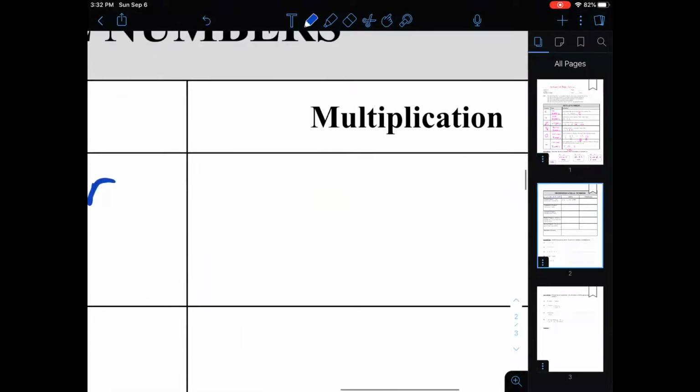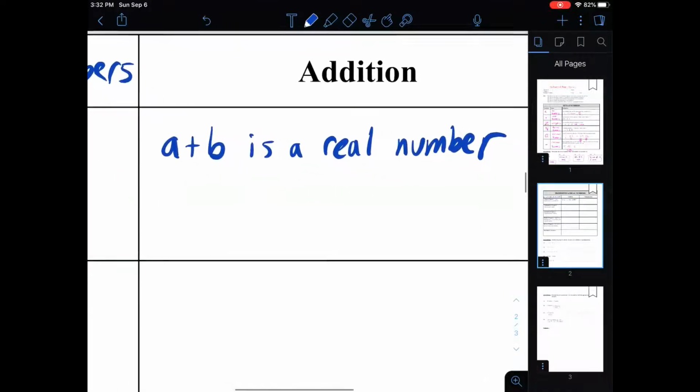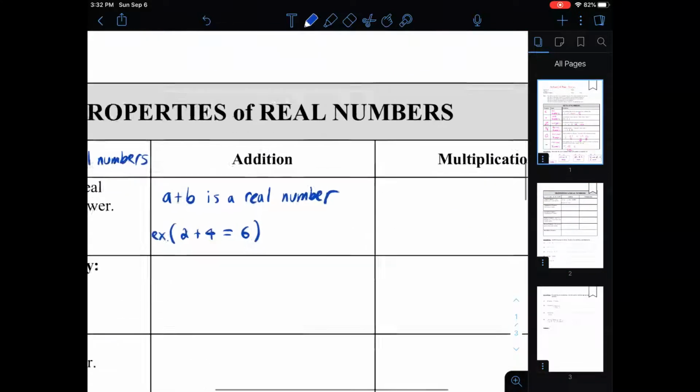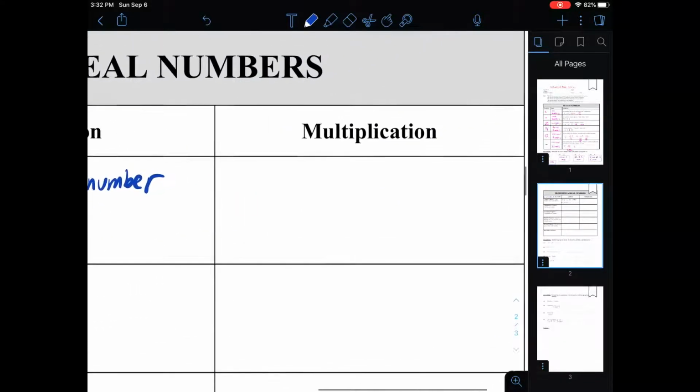Same thing for multiplication. Sorry, for these boxes, you're going to need some room. You're going to need line 1 and line 2, okay? So A plus B is a real number. Our example, if we do 2 plus 4, what's 2 plus 4? That is 6. Is 6 also a real number? You bet it is. All right.